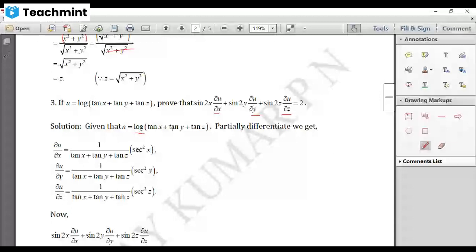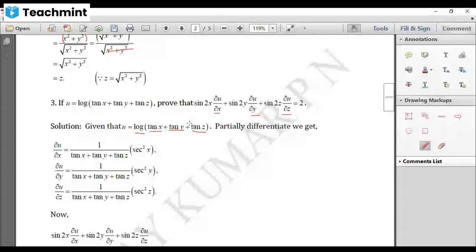I've written that. Now you leave this log. Remaining is tan x plus tan y plus tan z. We know that the sum can be differentiated separately. So what is the derivative of tan x? Secant square x. Plus what is the derivative of tan y? 0, because you are differentiating with respect to x. What is the derivative of tan z? 0, because you are differentiating with respect to x, there is no x. So this is a constant. So simply you'll get this much.